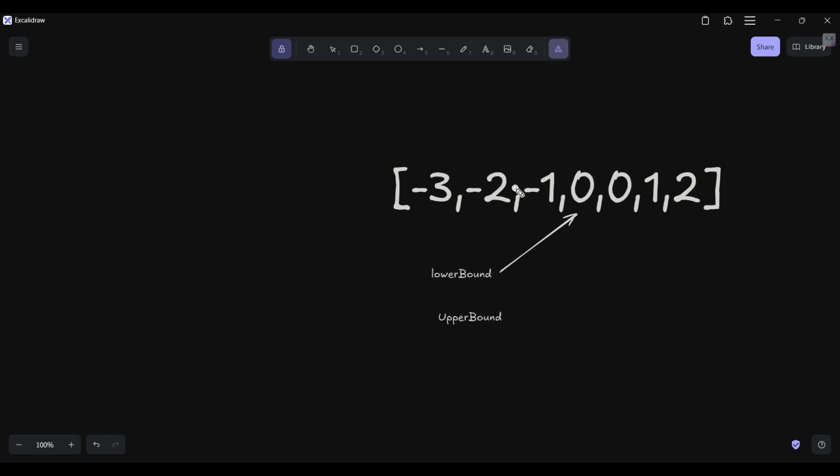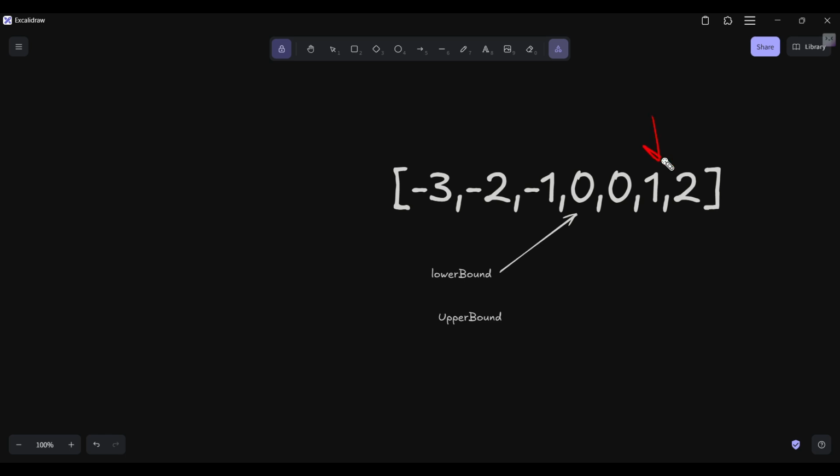So what is the upper bound? The upper bound would simply be just greater than 0, not 0. Because if we get this as the upper bound, we can simply subtract the total size, that is 7, minus this index, that is 5. 7 minus 5 is 2. So the total number of positive integers will be simply 2. So you got the thing.